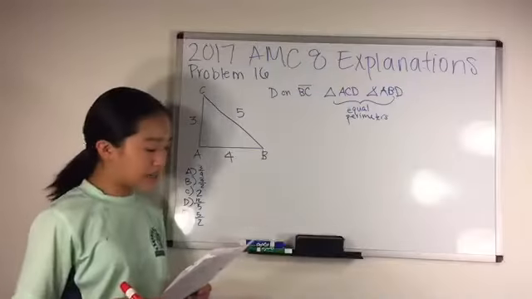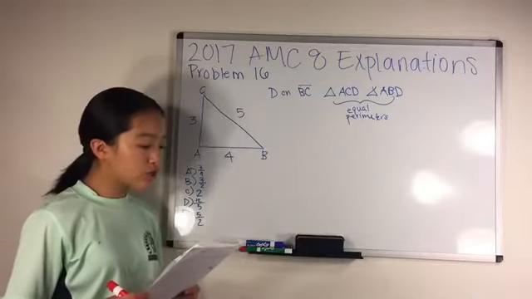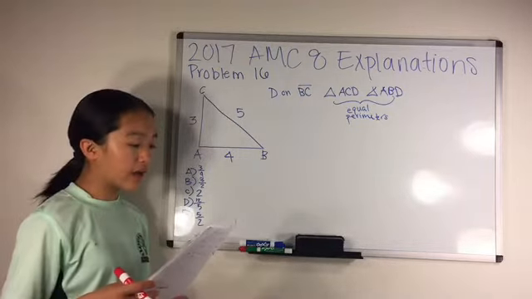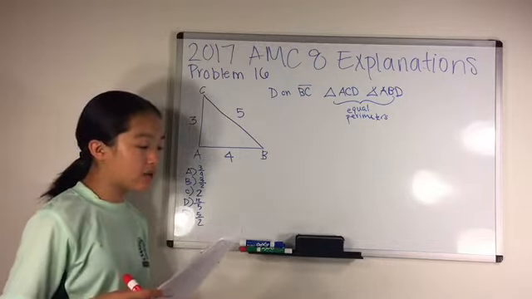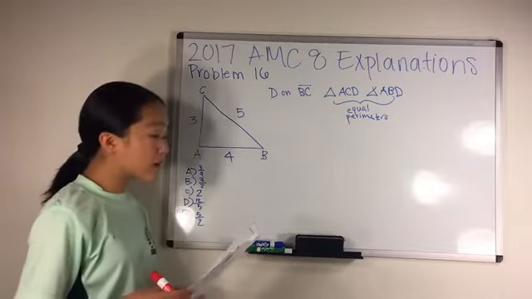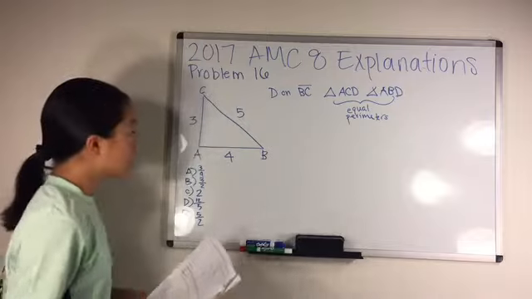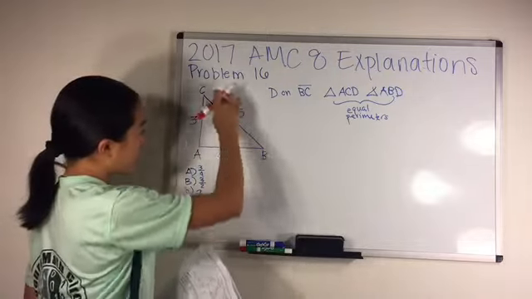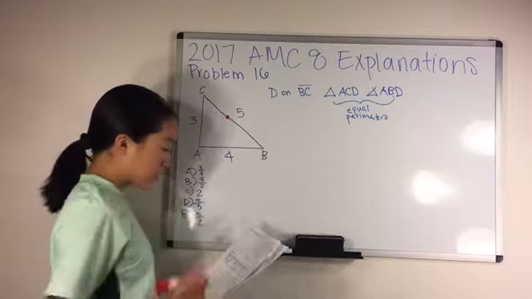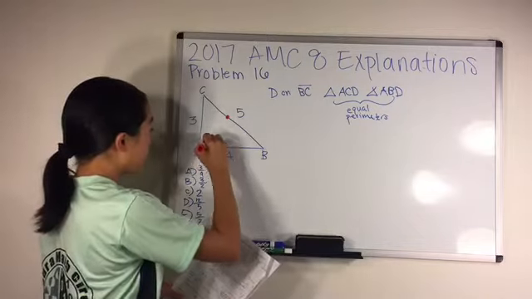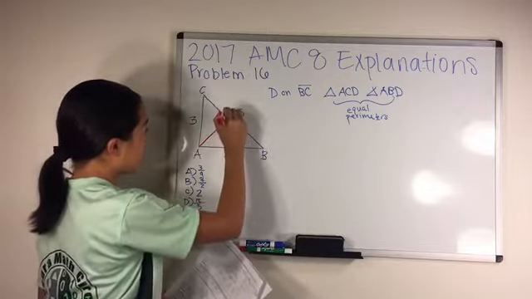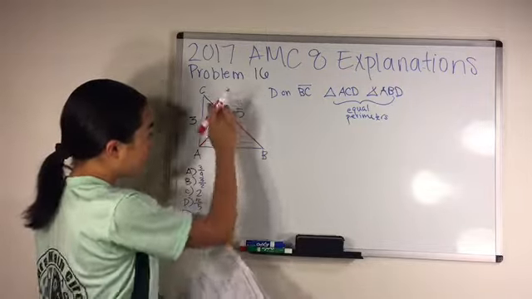Problem number 16 states, in the figure below, choose point D on line BC so that triangle ACD and triangle ABD have equal perimeters. What is the area of triangle ABD? So D could be anywhere on this line, so let's just assume that it's over here. So the line has to split down, and this is ACD, and this is ABD.